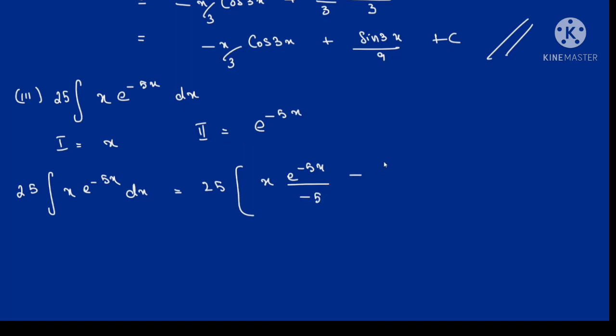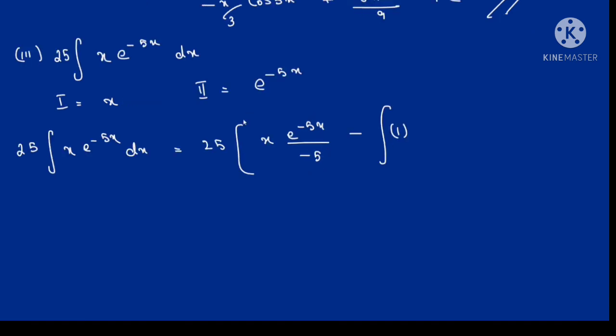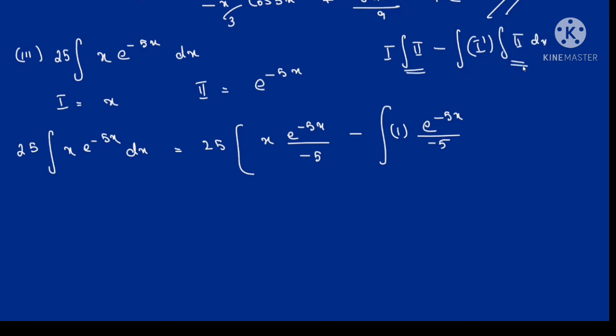Then minus, put the integral sign. Differentiate the first function. It is 1. Second function, you integrate this function. Integration of the second function, already we have integrated here. So write the same thing here. See, the formula is first function as it is, integration of the second function, minus differentiation of the first function, integration of the second function. So you are copying the same thing here.